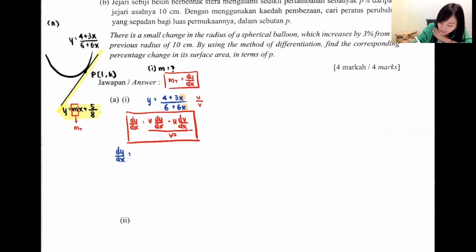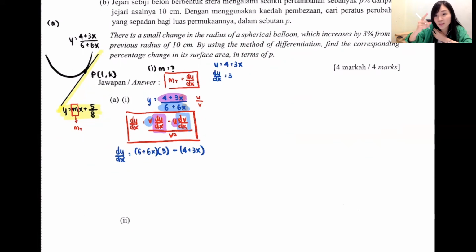So the first thing is I need a v. Which one is v? V is the bottom one. So guys, just copy the v down: 6 plus 6x. Next, I need what? I need du/dx. What is du/dx? dy/dx is differentiate y. du/dx is differentiate u. So now my u is 4 plus 3x. If I differentiate 4 plus 3x, I only get a 3. So du/dx is 3, minus u. U is the purple color one, which is 4 plus 3x. And next one is the dv/dx. What is dv/dx? Differentiate of v.